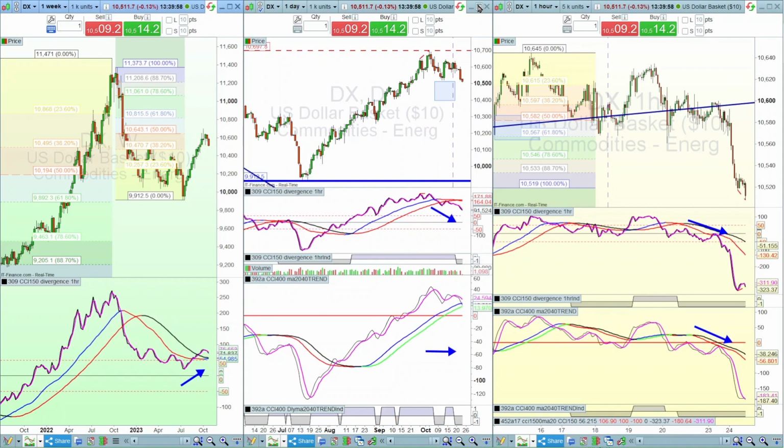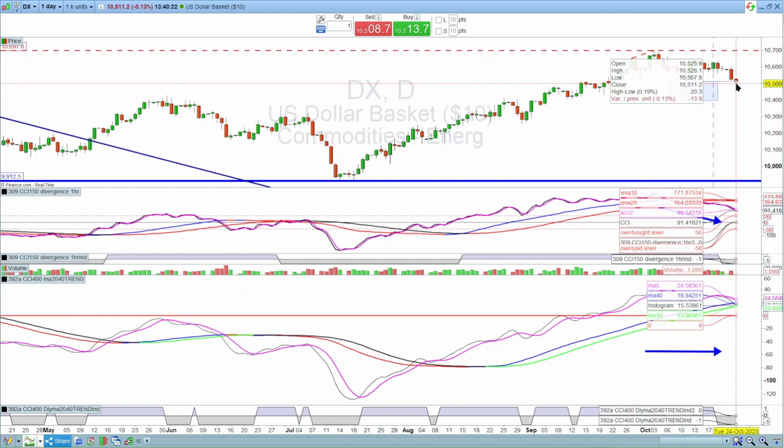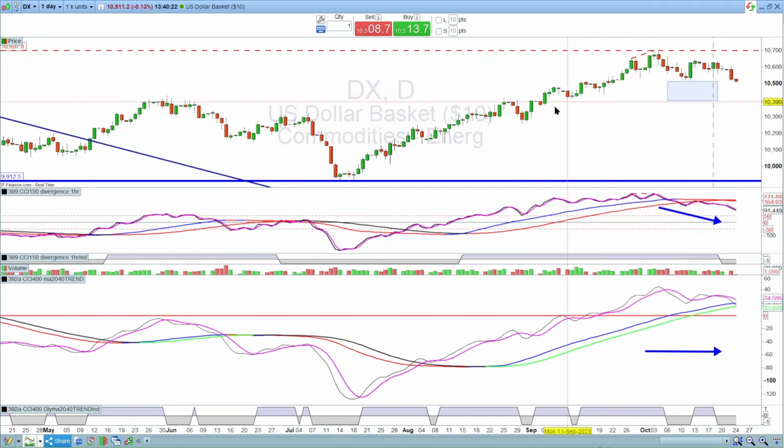On the daily, predominantly, you can see there we're still in an uptrend on our CCI 400, our trend indicator, and it's broken down on our CCI 150, which is our divergence indicator. Now, we did have a bearish divergence there on the CCI versus the price. It broke down, and you can see there it's probably just touched, what's that low? The low on that one is 10,507, and that would have been a Fibonacci range.